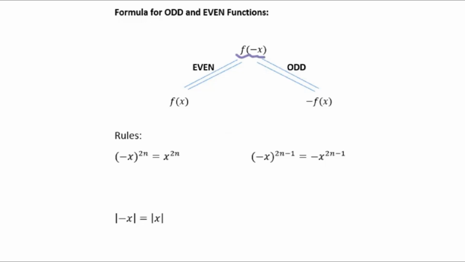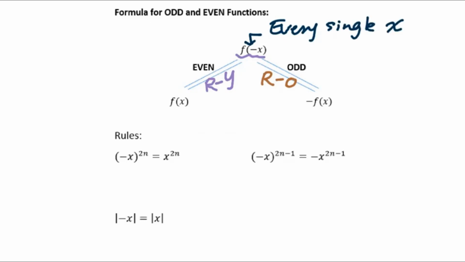If f of negative x equals f of x, we call this an even function. The graph will be reflected across the y-axis. If f of negative x equals negative f of x, then this function will be an odd function, and it's reflected across the origin. So what's the meaning of f of negative x? That means for every single x, change into negative x.